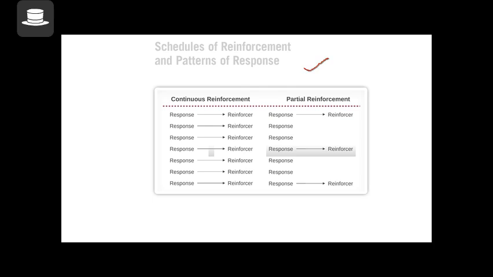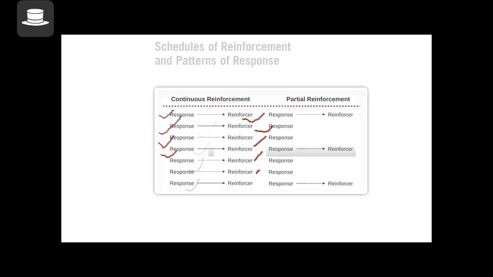The simplest schedule of reinforcement is continuous reinforcement. A continuous reinforcement occurs when every instance of the response is reinforced. In the case of the rat, every time the rat presses the lever, it is presented with the food pellet.